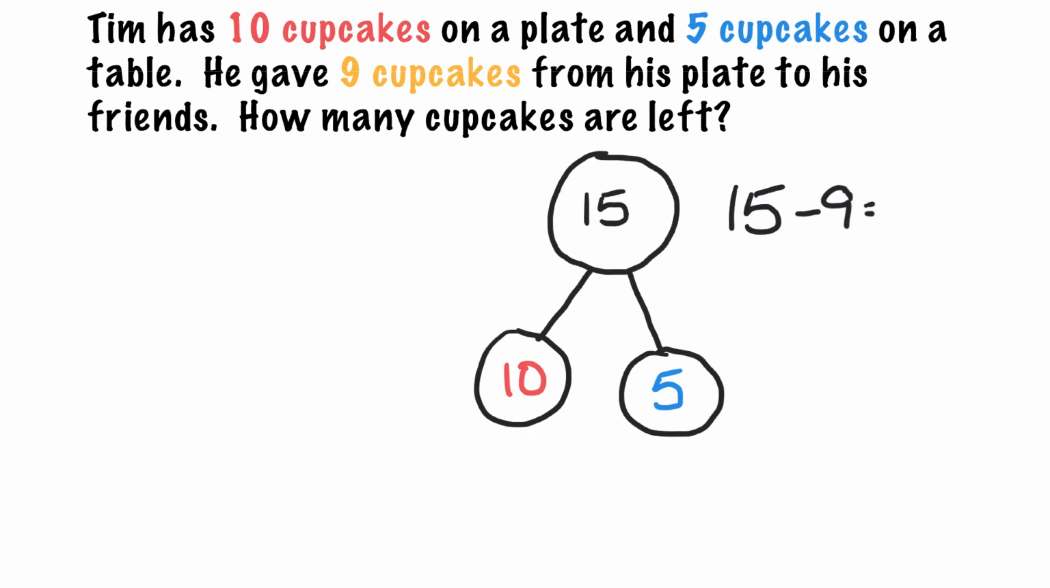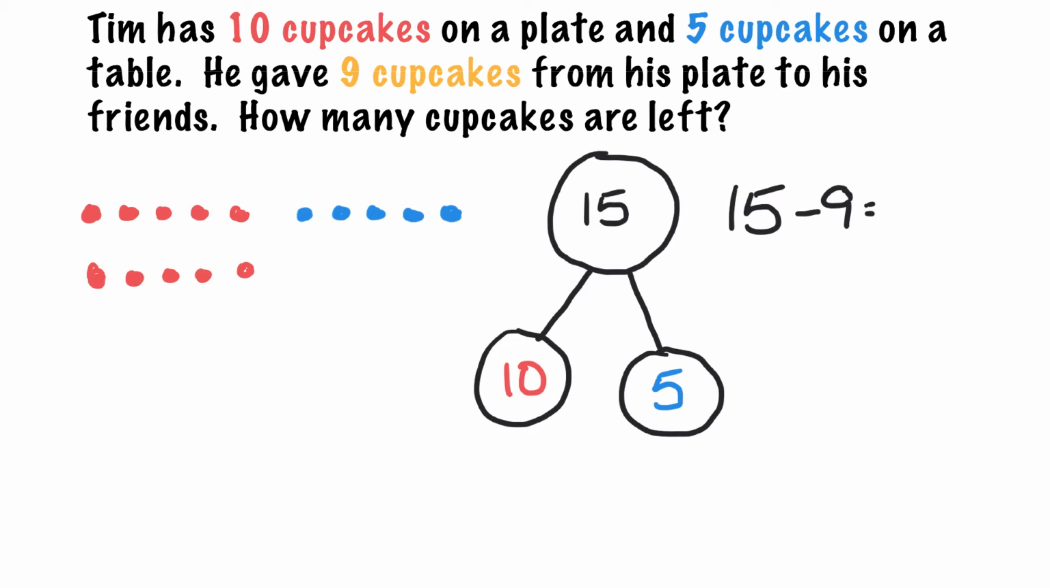So let's draw some dots here to represent our cupcakes. So we have 10 cupcakes, 1, 2, 3, 4, 5, 6, 7, 8, 9, 10. And on his table, he had 5 cupcakes. So let's put that down. 1, 2, 3, 4, 5.